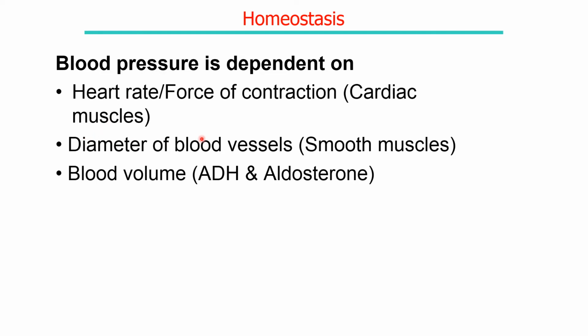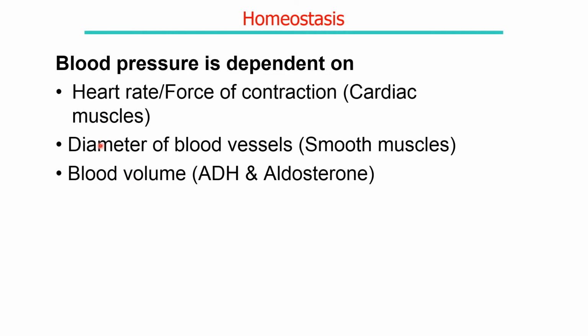The diameter of blood vessels: if it increases, the blood pressure decreases, and if the diameter of the blood vessels decreases, then the blood pressure increases. And the blood volume is again directly proportional to blood pressure. If blood volume increases, the blood pressure increases. If blood volume decreases, the blood pressure decreases.